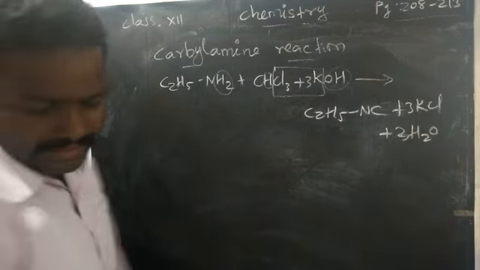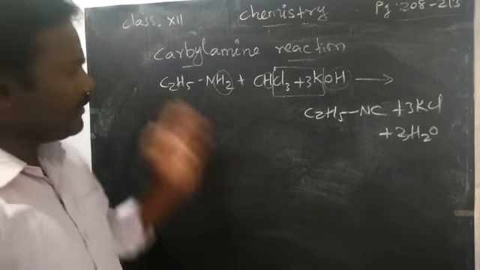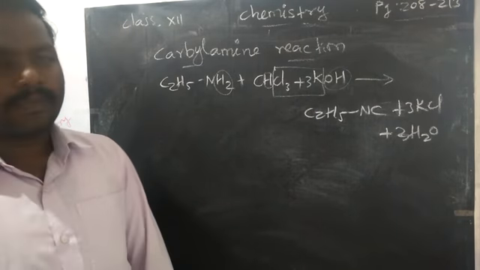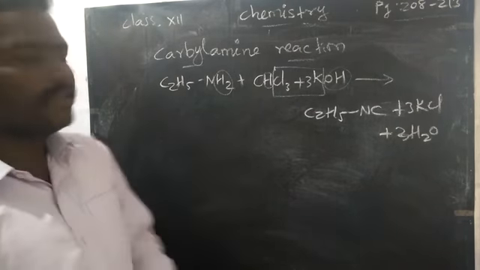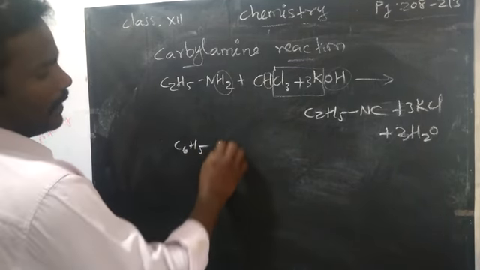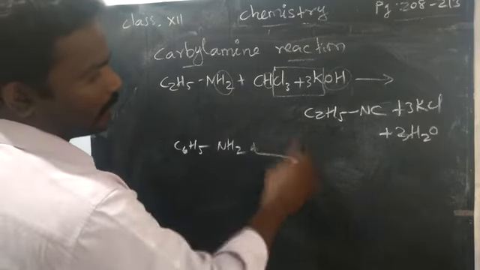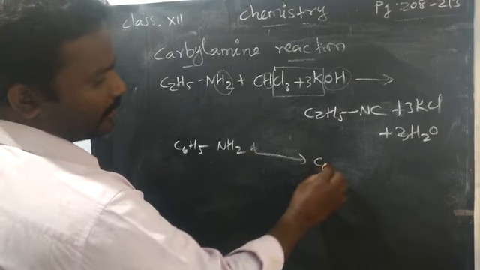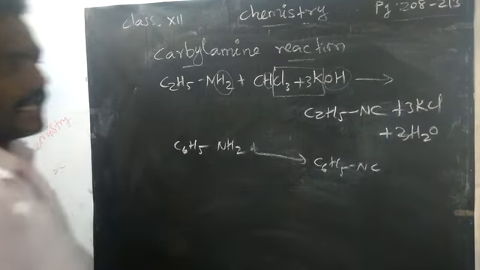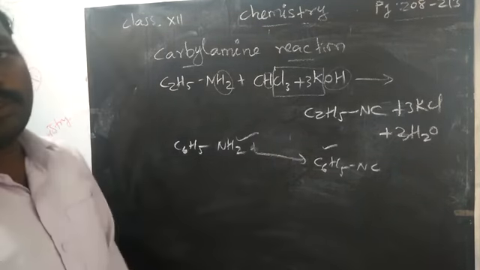Next we are going to learn another carbylamine reaction. You can use benzene, that means aniline, also. But in our book they have given only this carbylamine reaction. You can use aniline for the same reactants. If you carry out the reaction with all these reagents, you will get C6H5NC plus 3 KCl and 3 H2O. I am just giving the hint of how it may be produced.